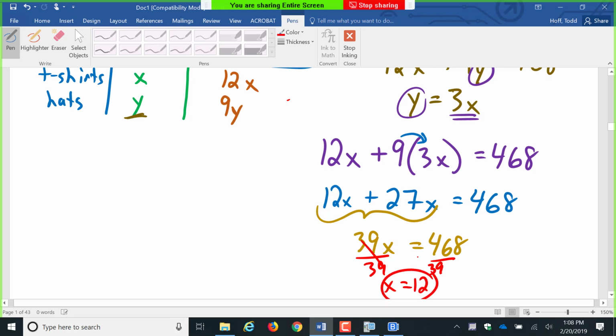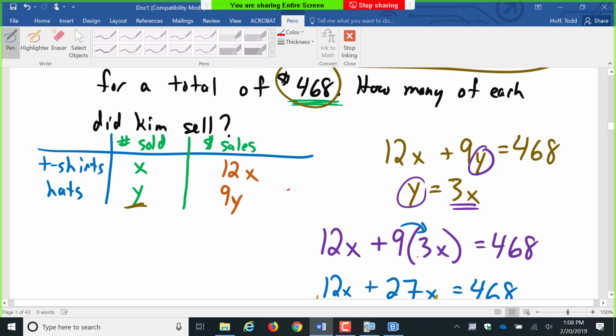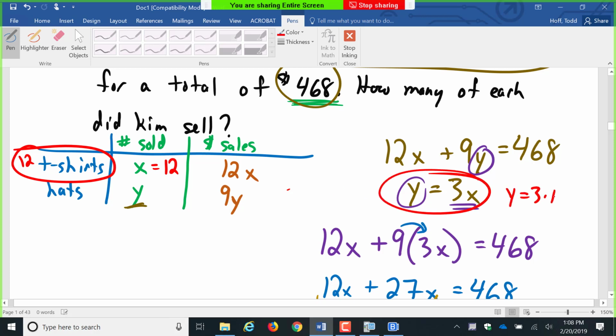Now we have to remember, first of all, what x stands for, and we have to make sure we've answered the question. So that's why I write things down like this. X is 12. That stands for the number of t-shirts sold. There were 12 t-shirts. The question was how many of each, so we got to find y. Y is 3x, so y equals 3 times 12, or 36 hats. 36 hats. Any questions there?